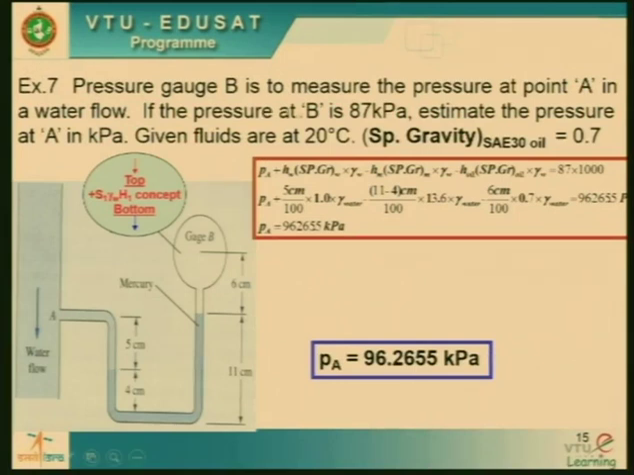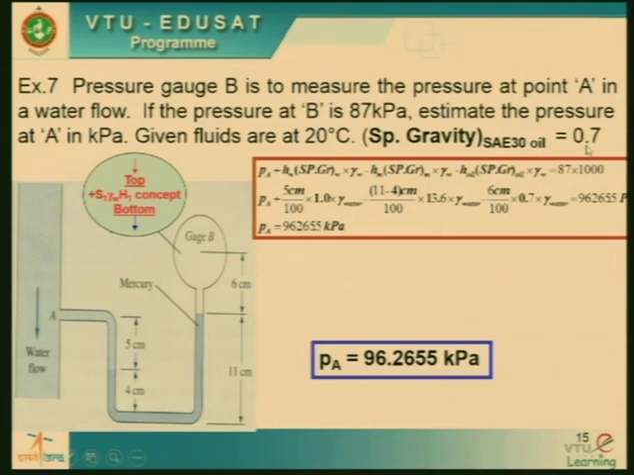Pressure gauge B is to measure the pressure at the point A in water flow. If the pressure at B is 87 kPa, 87 kilopascal, estimate the pressure at A in kPa, given fluids are at 20 degrees centigrade. Specific gravity, they have used an oil called SAE 30 oil as 0.7.